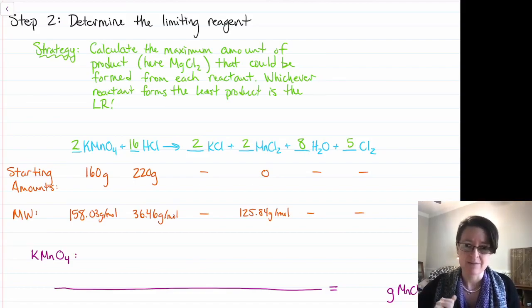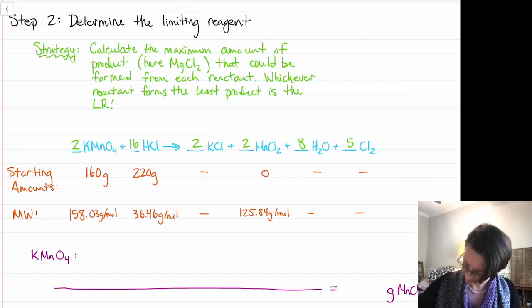Here, that means potassium permanganate and hydrochloric acid. We're going to go through and calculate, if we were able to use up all of that reactant, how much manganese 2 chloride would it produce? And whichever of those two reactants forms the least amount of product is going to end up being our limiting reagent. So I'll show you what that mathematical process looks like, and then we'll talk through why this makes sense.